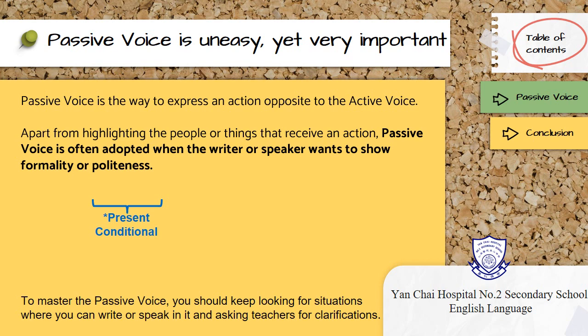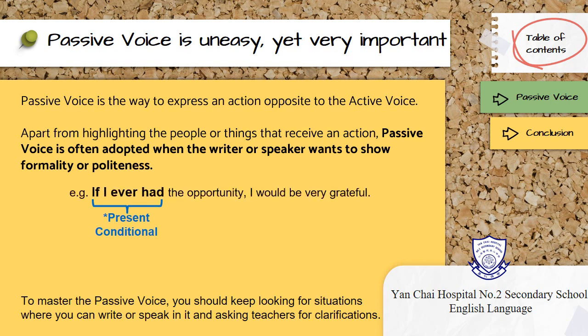So to conclude, passive voice is uneasy, yet it is very important. You should already know that passive voice is the way to express an action opposite to the active voice. Apart from highlighting the people or things that receive an action, passive voice is often adopted when the writer or speaker wants to show formality or politeness.